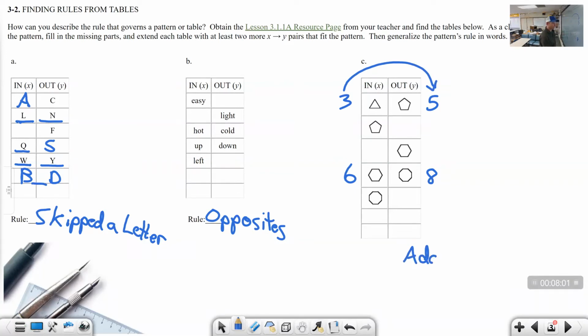Add 2. 2 corners, 2 sides. It's up to you. How do you see it? Do you see it in corners or do you see it in sides? So that means that a 5-sided shape turns into a 7-sided shape.